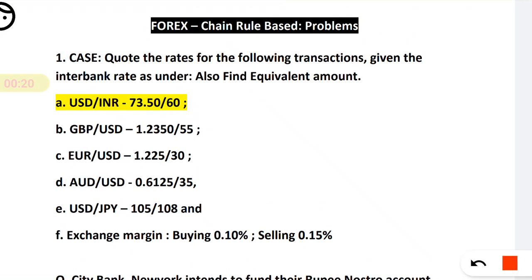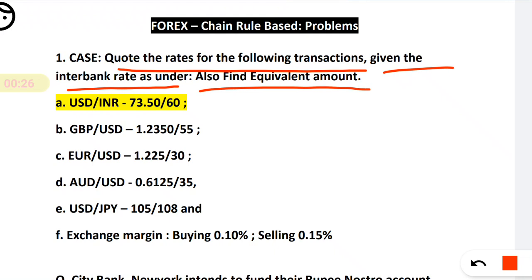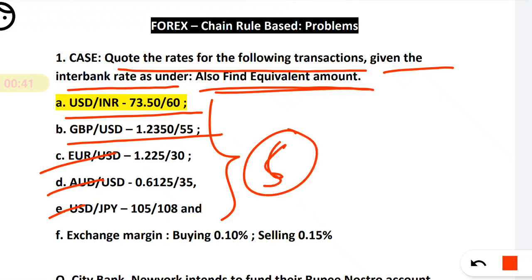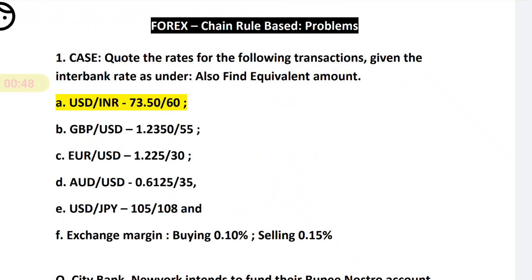Quote the rate for the following transaction, given the interbank rates as under, and also find the equivalent amount. They have given USD INR, GBP USD, and so on, that means a total of 5 rates. The exchange margin for buying is 0.1% and for selling it is 0.15%. So what is the question?